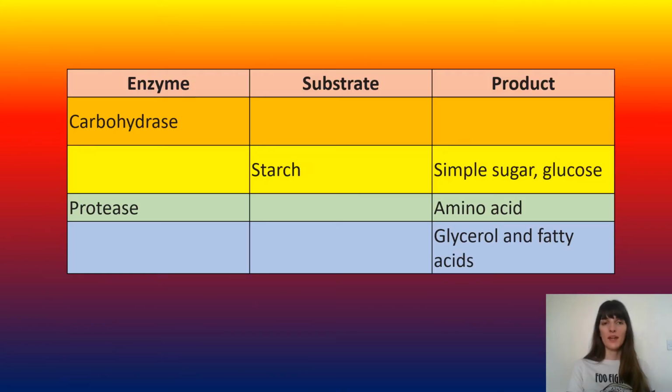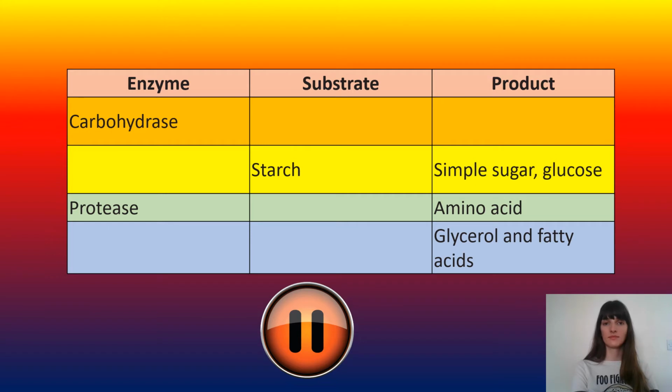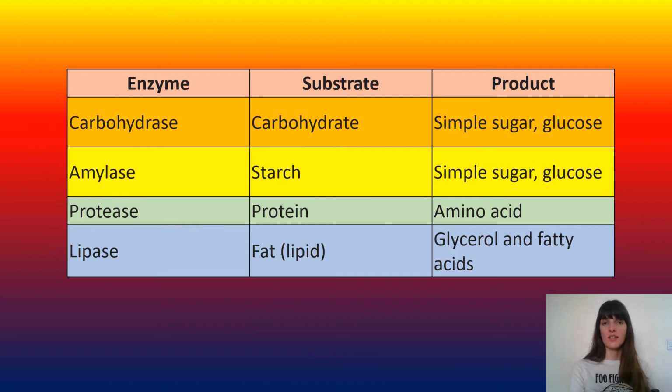We're going to recap here and see what we can remember about enzymes, the substrate they break down, and the product that they form. So pause the video here and try and fill the table in for me. So carbohydrase breaks down carbohydrate into simple sugars and glucose. Amylase breaks down starch into simple sugars and glucose. Protease breaks down protein into amino acids. And lipase breaks down lipids or fats into glycerol and fatty acids.